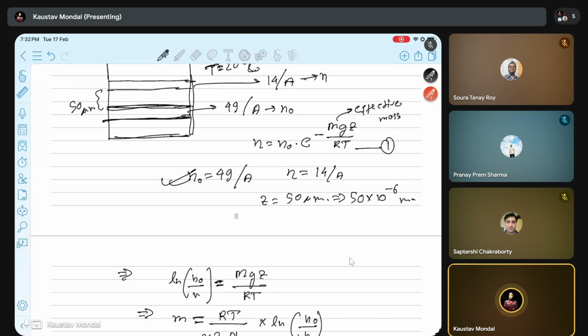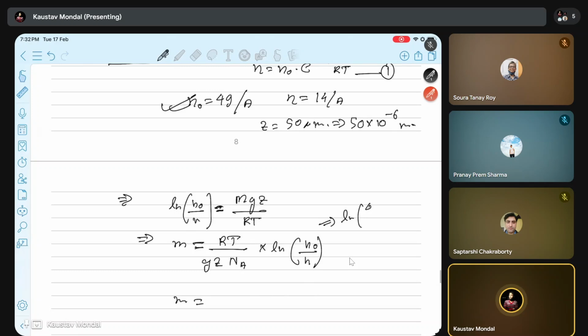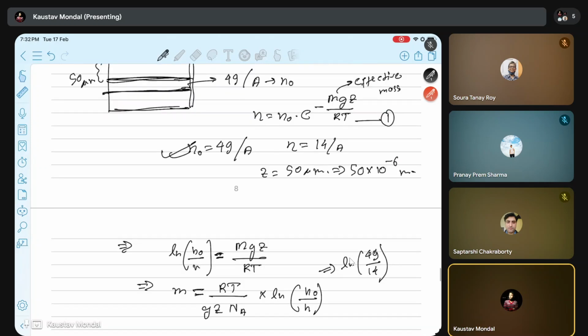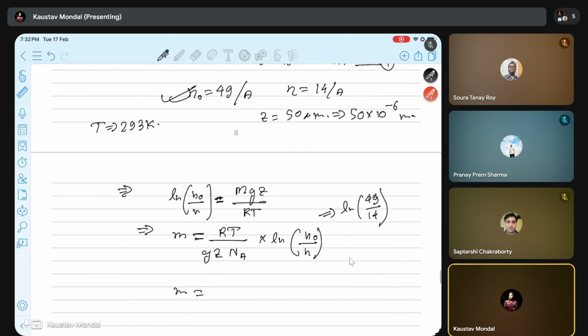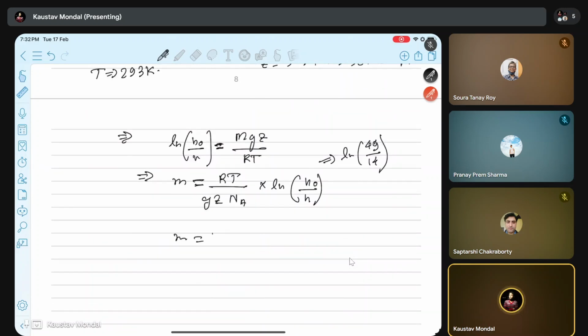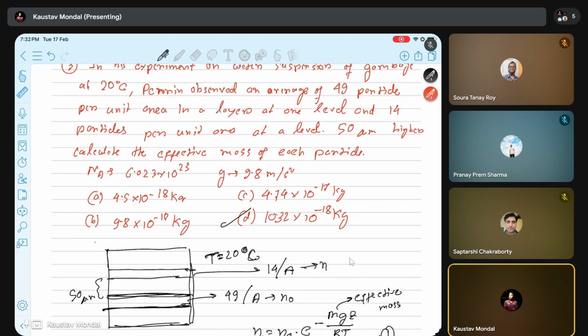Other than that, the number of particles is just ln 49 by 14. And temperature T is 20 degrees centigrade, that means 273 plus 20, 293 Kelvin. After doing all the calculation we'll be getting m equal to 10.32 into 10 to the power minus 18 kg. This would be the value of m.